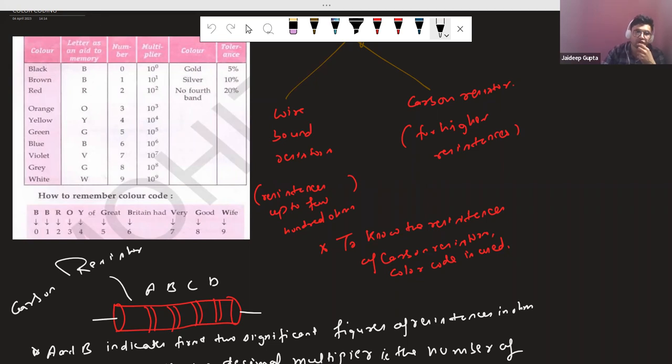And this table you have to remember. So to remember it, you should know: B.B. Roy of Great Britain had a very good wife. B represents 0, the second B represents 1, R is 2, O orange is 3, Y means yellow, 4, great means green, that is 5, very means violet, good again 8, that is gray, and wife means white, that is 9.